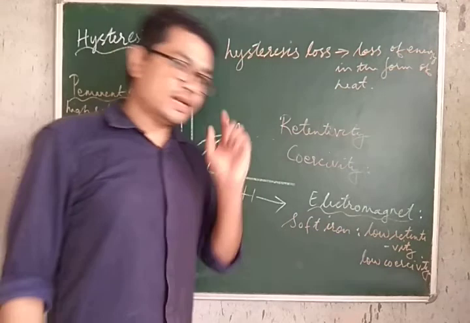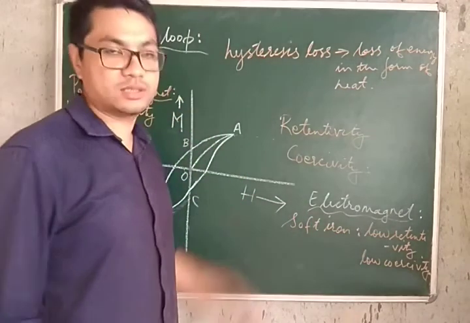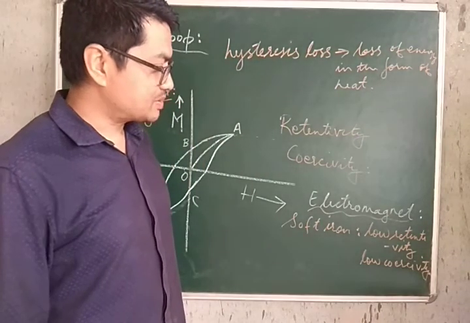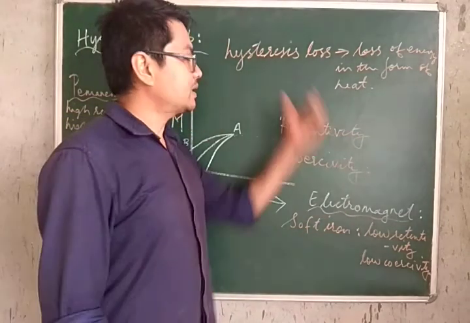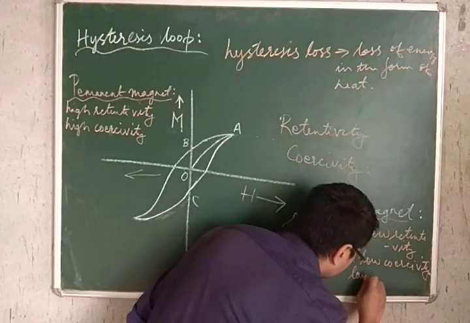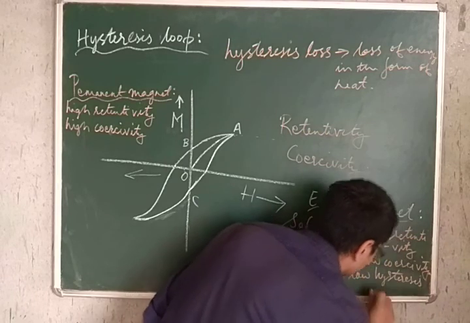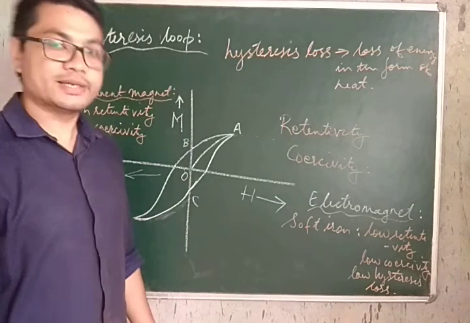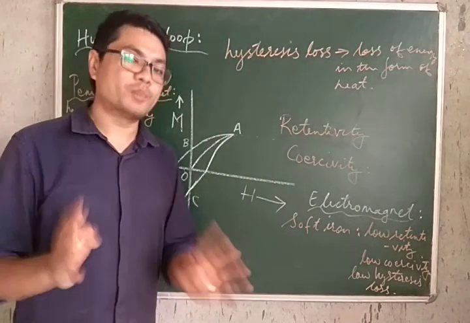Alright, so in electromagnets we use soft iron because soft iron has low hysteresis loss. So in a transformer, the substance we use should also have a low hysteresis loss. Okay, so this is about hysteresis and the hysteresis loop, and with this we end the topic magnetism.